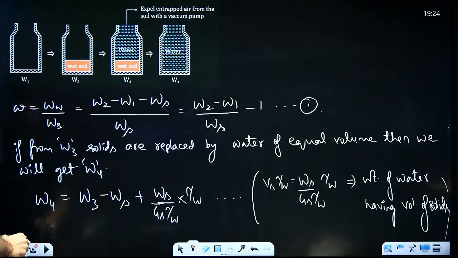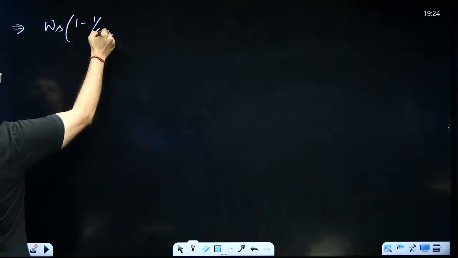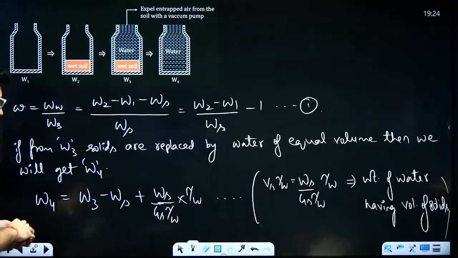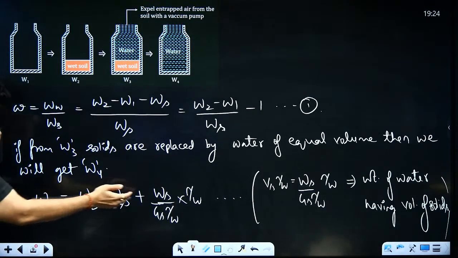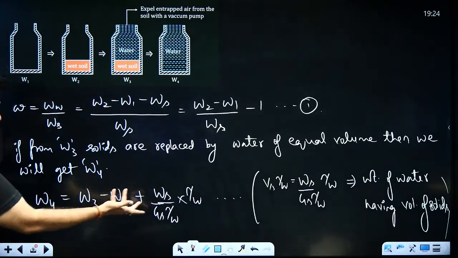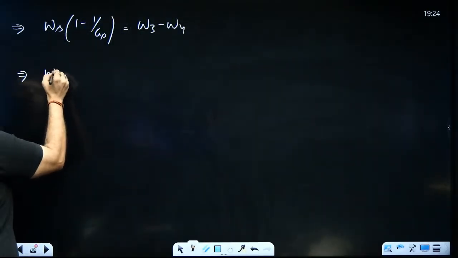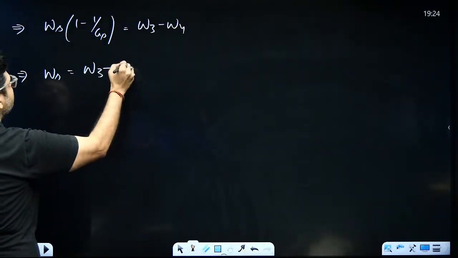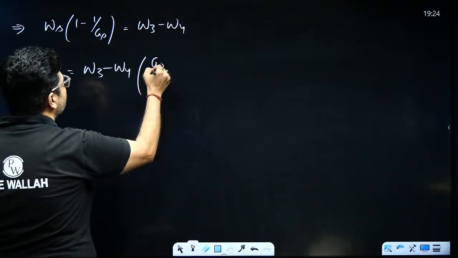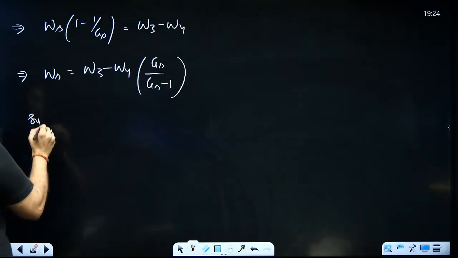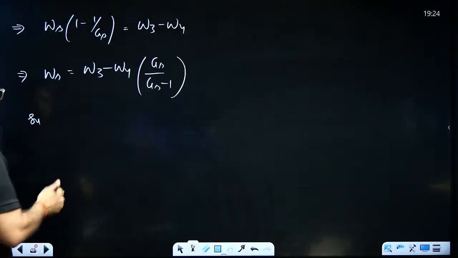So this implies Ws into 1 minus 1 by Gs is equal to W3 minus W4. Ws common, 1 minus 1 by Gs. W4 will go that side. So this implies Ws is equal to W3 minus W4 into Gs upon Gs minus 1. Now substituting in equation 1, you will get the water content.